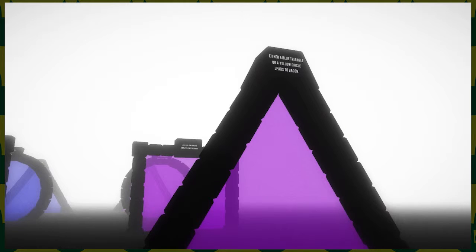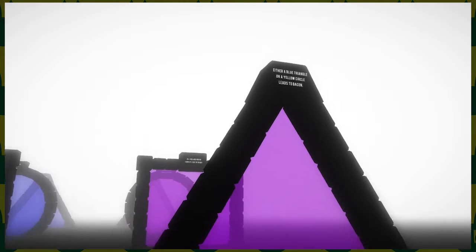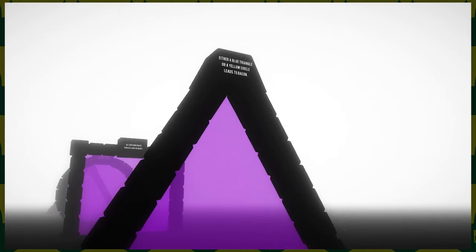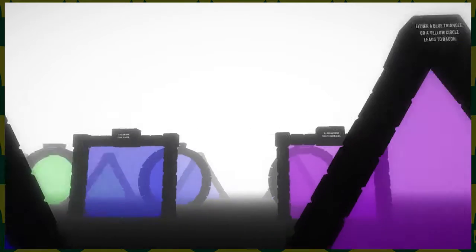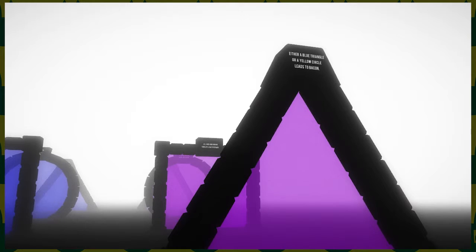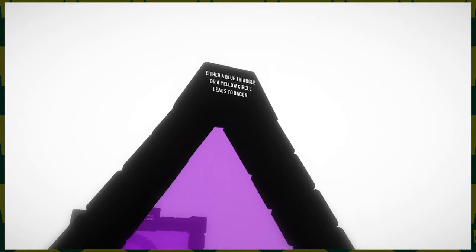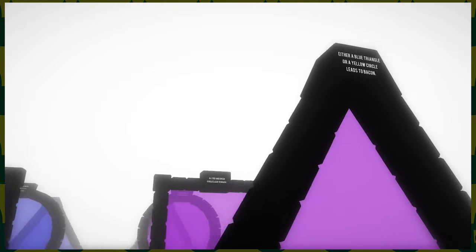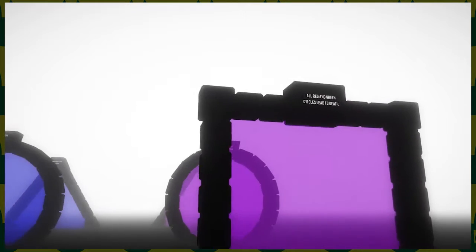Either a blue triangle or a yellow circle leads to Bacon. That cannot be true. That means you are incorrect. That means blue and... Okay, that can't be true because the first one said a purple door leads to Bacon. So that means this one cannot be true. So that means neither blue nor yellow circle leads to Bacon. That's good to know. Blue triangle or... Oh, wait, no, that's specific. Okay, I just know all of these are incorrect.